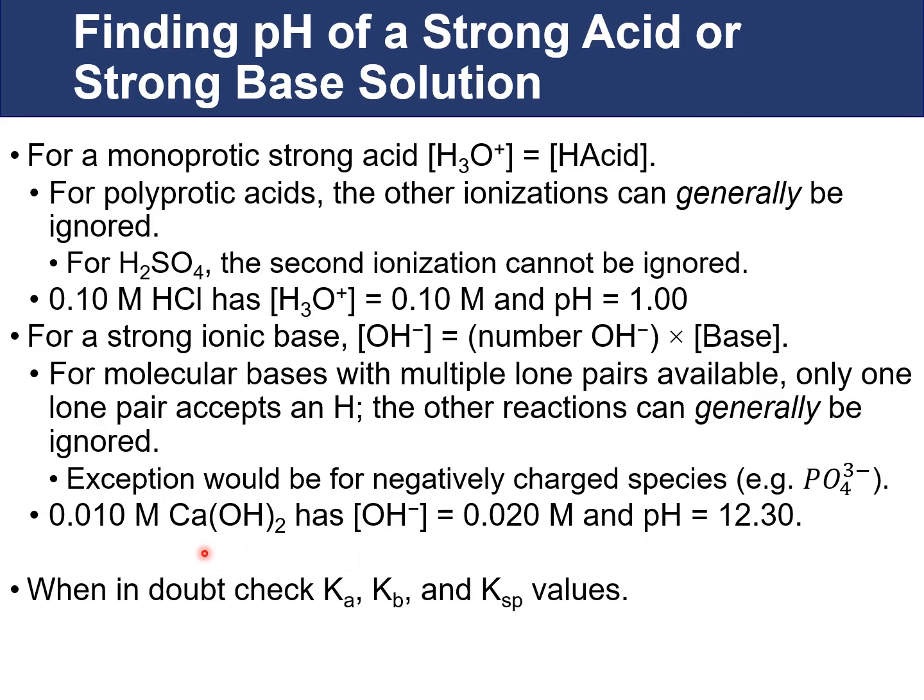So if we have calcium hydroxide, for example, a 0.01 molar calcium hydroxide solution, assuming that all the calcium hydroxide dissolves, we would have a hydroxide ion concentration that is twice what was reported for the calcium hydroxide. The reason for this is that when the calcium hydroxide dissolves, it's going to give up 2 hydroxide ions, so that the OH⁻ concentration would be 0.02 molar. If we take the negative log of that, that would give a pOH of about 1.7, which correlates to a pH of 12.30. If you're in doubt about whether or not something will fully dissociate, you should check the Ka, Kb, or the Ksp values, depending on what you're dealing with.